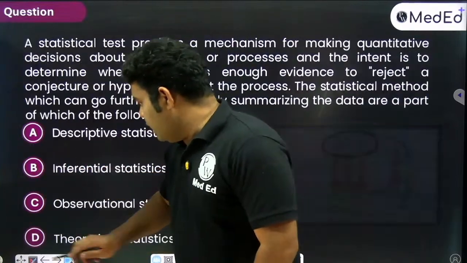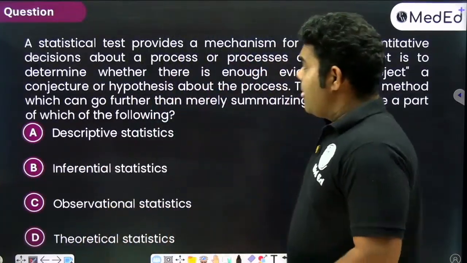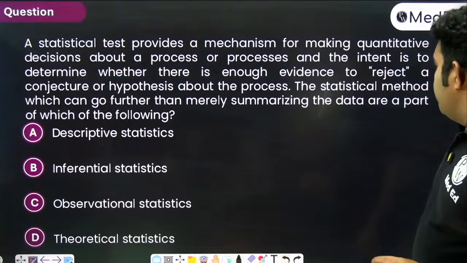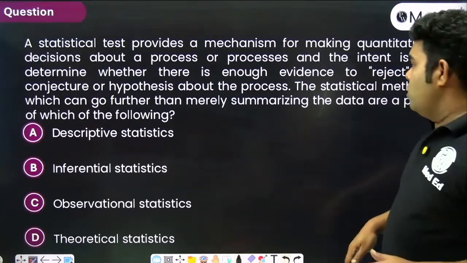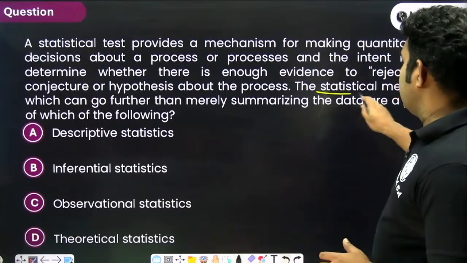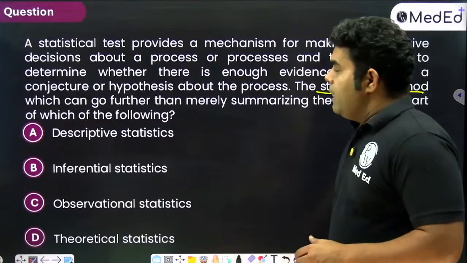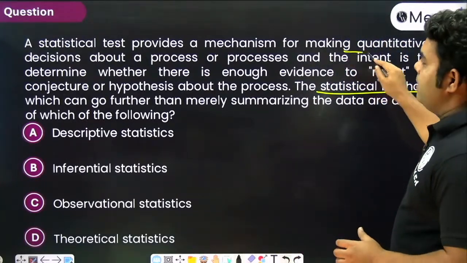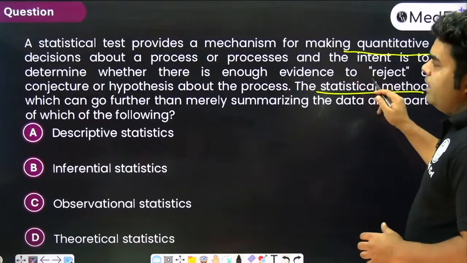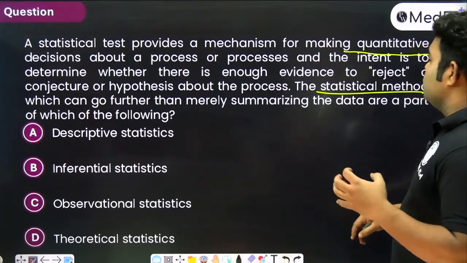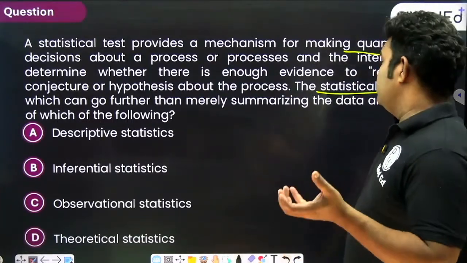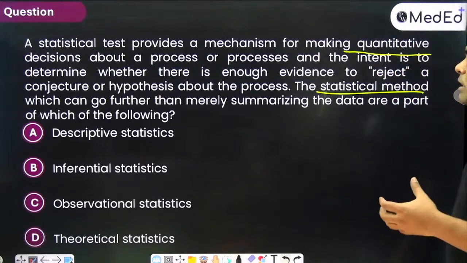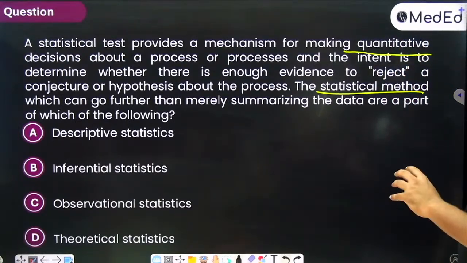Okay, next question is, let's read the last line. No, last line is not giving any. They are asking some statistical method. So let's read it. A statistical test provides a mechanism for making quantitative decision about a process, and the intent is to determine whether there is enough evidence to reject a hypothesis about the process. The statistical method, which can go further than merely summarizing the data, are a part of which of the following.